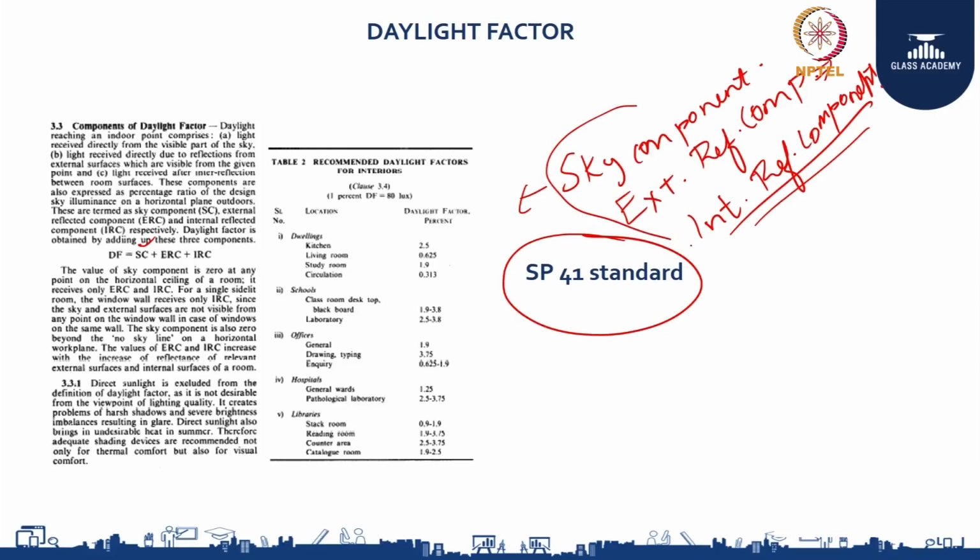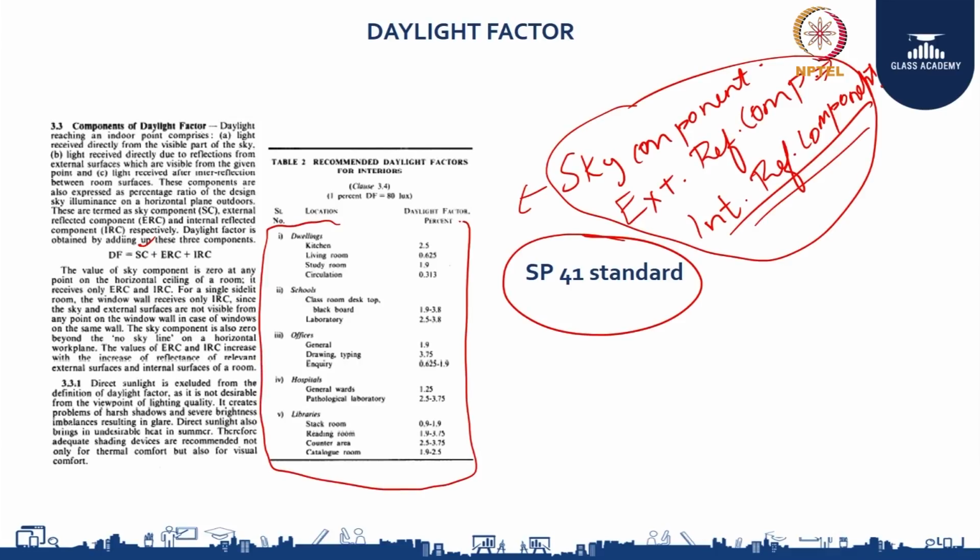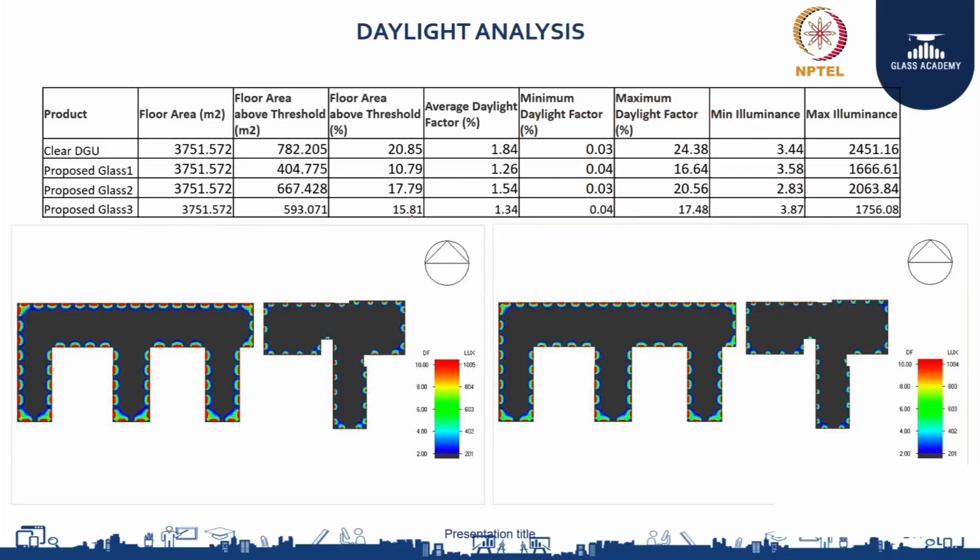So, they have given a detailed calculation, you can refer to this standard for how to calculate the daylight factor in a particular room, and they have also given some thresholds as to what will be the comfortable daylight factor. For example, if you take a kitchen and you calculate the daylight factor as per SP41, if you have 2.5 as your daylight factor, it is comfortable. So, this is what your SP41 deals with when it comes to daylighting. So, we can go through that.